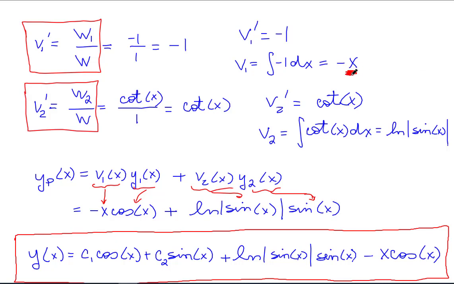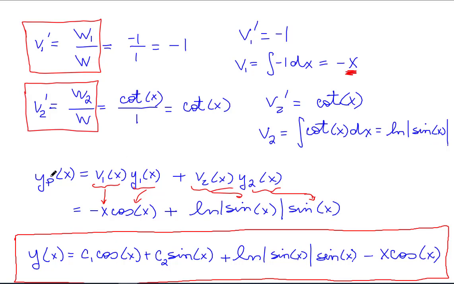All right, so here's that. v2 prime is w2 over w, which is cotangent over 1, which is cotangent. And then if we integrate cotangent, well, how do you do that? That's cosine over sine. You can use substitution, let u be the sine on the bottom. And so when you integrate cotangent, you get ln absolute value of sine.